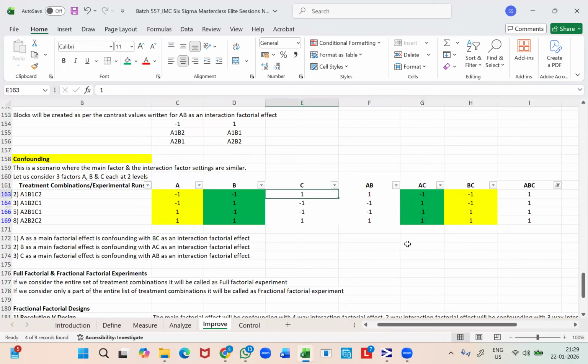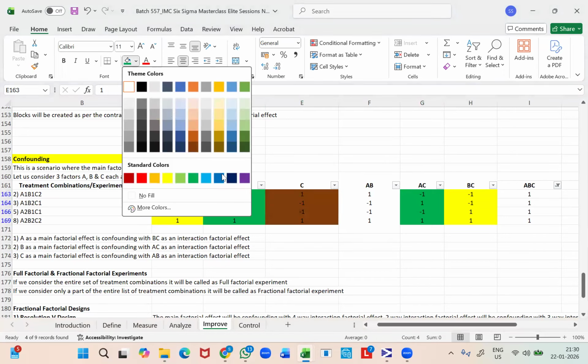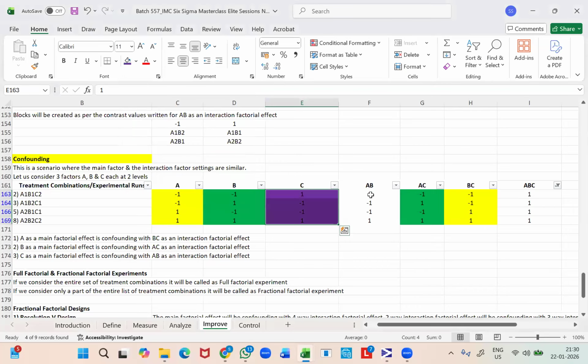Similarly, if you look at C, what is the factor setting? 1, -1, -1, 1. And for AB, it is again 1, -1, -1, 1. So C as a main factorial effect is confounding with AB as a two-way interaction factorial effect, right? So this is how we can identify the confounding of the main factorial effects with the two-way interaction factorial effects.